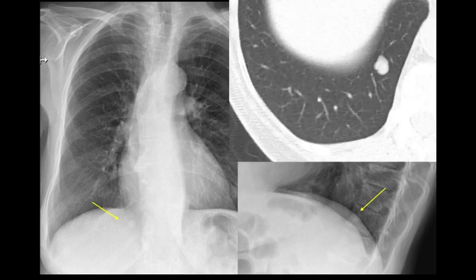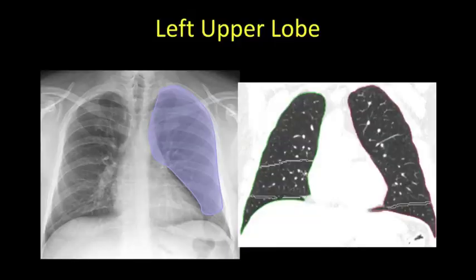And here is the correlating CT. The left upper lobe occupies the majority of the upper to lower distance above the level of the diaphragms. We can see the upper lobe on this coronal reformat in terms of its extent, and it comes pretty close to the left hemidiaphragm. So therefore, lesions that fall within a majority of the mid to lower hemithorax could well be within the upper lobe.